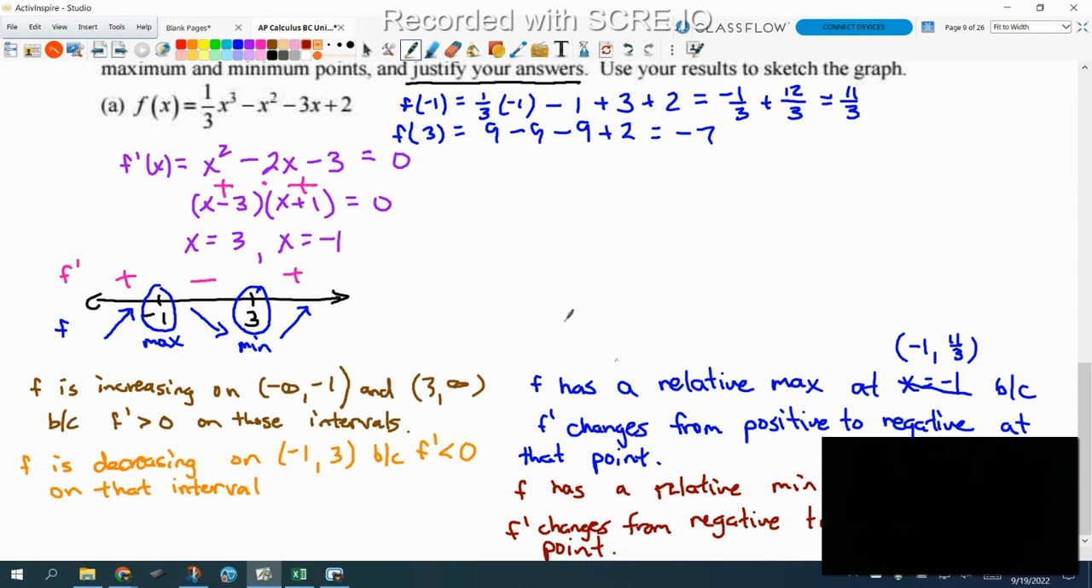All right, last thing they asked us to do was to use our results to sketch a graph. So I left some space here for that reason. We now have 2 points: negative 1 and 11 thirds, and 11 thirds is a little bit less than 4. So right there. And then I have a positive 3 and negative 7.